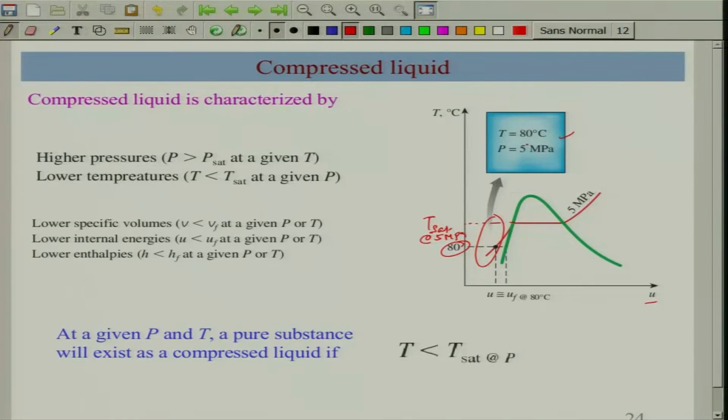So this state, 80 degrees Celsius and 5 megapascal, would be your compressed liquid, but the property would be that the T sat corresponding to P is going to be more than the temperature. That means the compressed liquid is usually at lower temperature than the saturation temperature at a given pressure. Similarly, it is at higher pressure, P is much greater than P sat at a given temperature. So usually the properties of compressed liquid would be that your volume is less than the fluid volume at a given P or T, U is less than UF, H is less than HF. So that is the property of the compressed liquid.